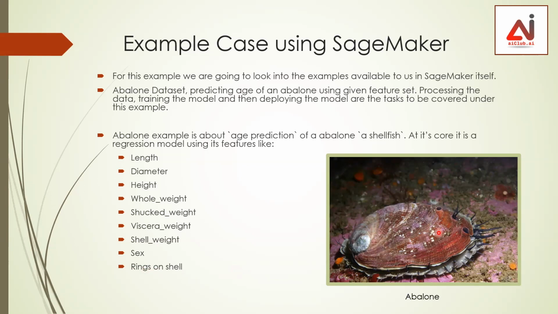As you can see, it's clearly visible to us. So this is the example we are going to see, which shows how we extract the data, pre-process it, then train the model, and then deploy it to a particular EC2 instance, and use its inferences from there.